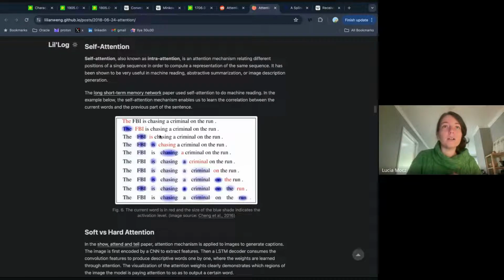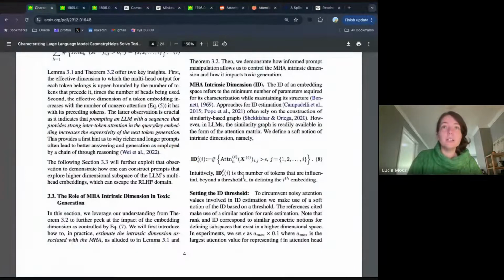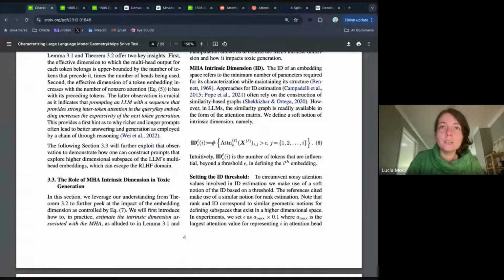And so for the intrinsic dimension, if we go back over here, we are looking at the whole set for all the i's, the whole set of all the intrinsic dimensions. No, this is the intrinsic dimension of the ith vector. So the intrinsic dimension is defined on the ith vector. And their hypothesis is that if it's very high, if there's a lot of correlation with previous vectors, then you're going to generate things that are more toxic.